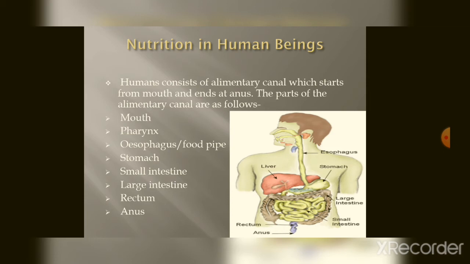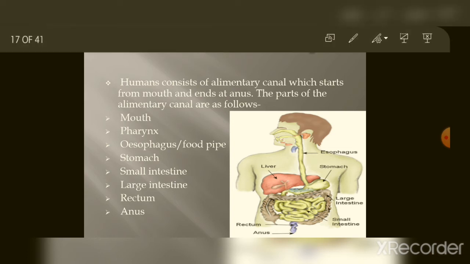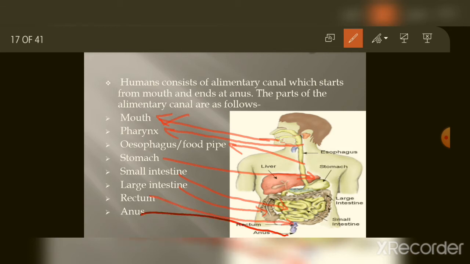So we can start it. When we come to nutrition in human beings, you can see here, humans consist of an alimentary canal, which starts from the mouth and ends at the anus. The parts they have given: the first one is mouth, and then pharynx, which is present over here, and food pipe, esophagus, and the stomach here, and small intestine, large intestine, rectum, and the last one is anus.